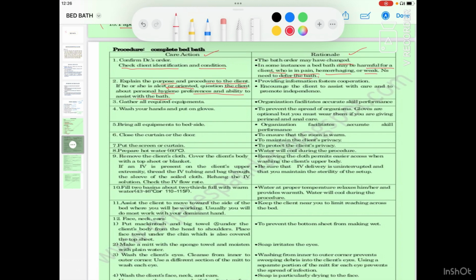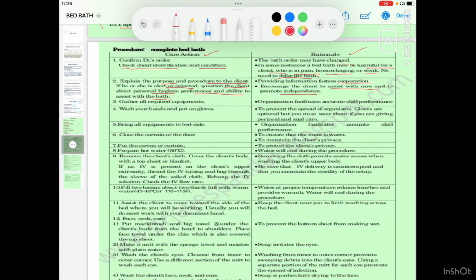Providing information fosters cooperation. Why are we explaining the procedure to the patient? They should know what we are going to do, and it encourages the client to assist with the care and promotes independence. Without saying anything, if you simply go and start the bath, they won't allow it. We should ask if they are conscious.